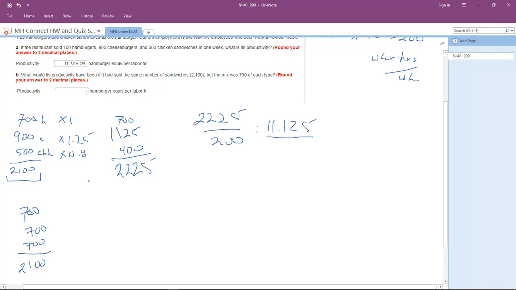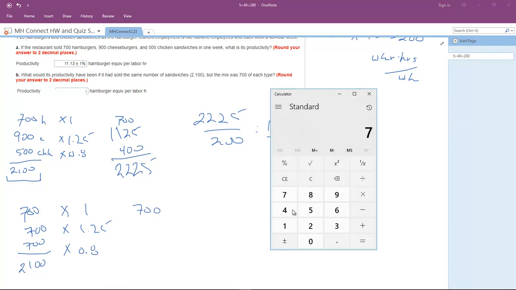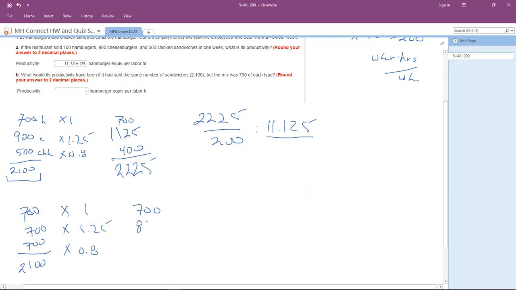Let's come back to our equivalents that we used before. It's hamburgers by 1, cheeseburgers by 1.25, and chicken sandwiches by 0.8. Let's do the quick math there. It's 700. If anybody wants to go ahead and do that, feel free. I'm going to go to the calculator. 700 times 1.25, which is 875. And finally, 700 times 0.8, that I can do. That would be 560.